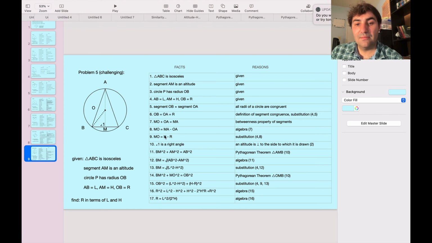MO, we know in statement 9 that MO is equal to H minus R. So MO squared is going to be H minus R squared. I'll do some algebra here and solve for R, right? The R squares cancel, and also the H squares will cancel, so we're left with something we can solve for in terms of R. So R equals L squared divided by 2 times H by algebra.